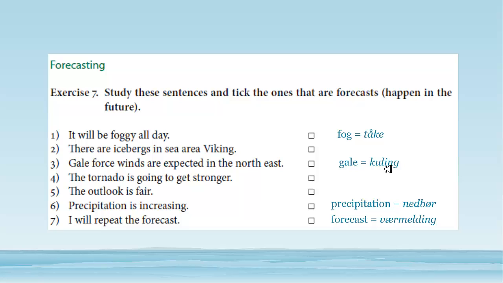So number 1, it will be foggy all day. It will be, yeah, foggy. And remember, in Norwegian, fog means tåke. So that sounds like a forecast. Yes, that is a forecast.